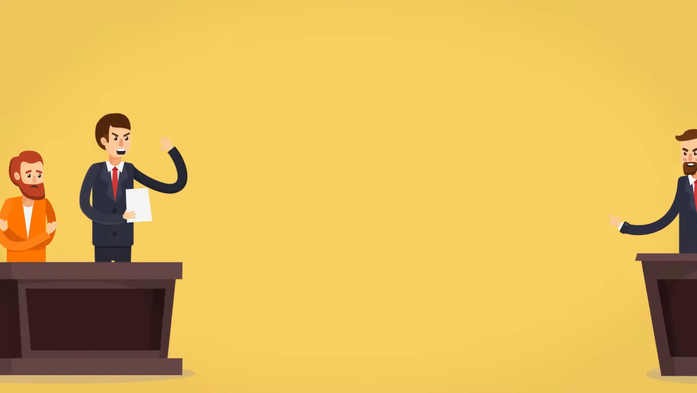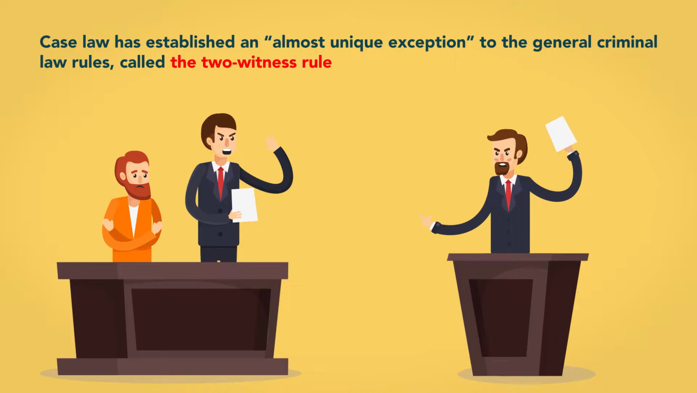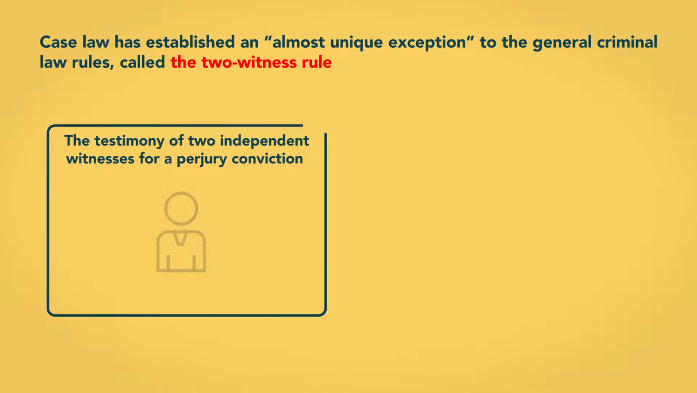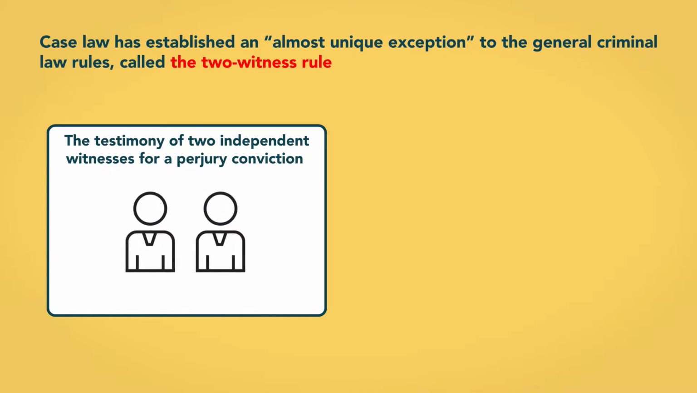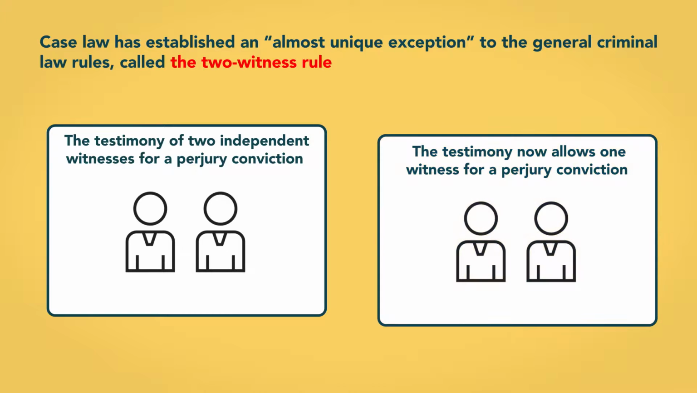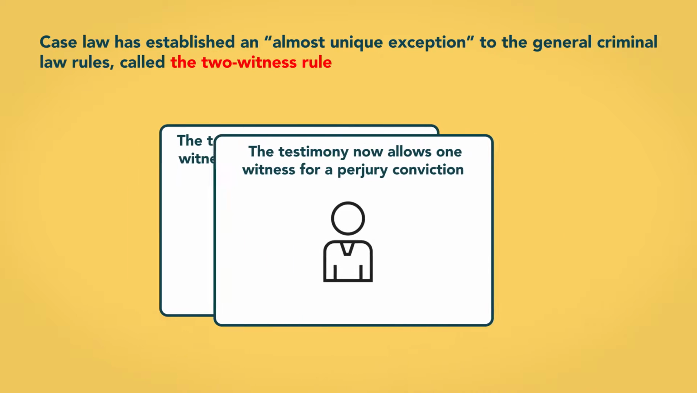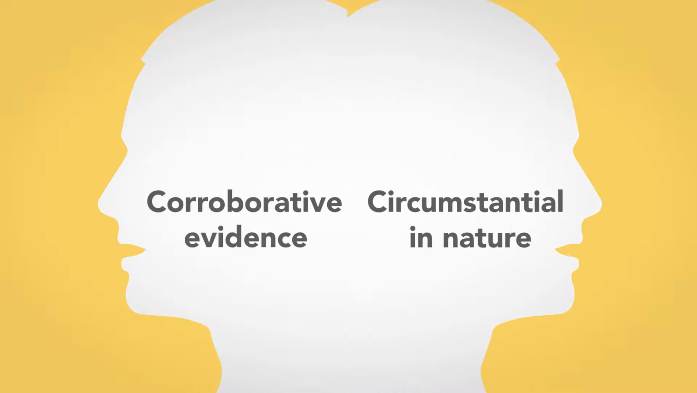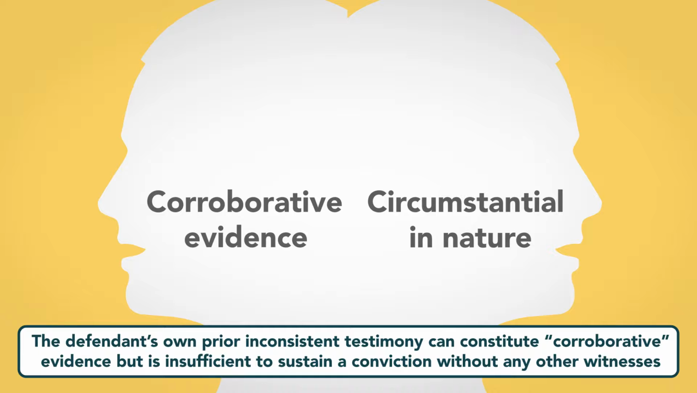Though not in the statute itself, case law has established an almost unique exception to the general criminal law rules, called the two-witness rule, originally requiring the testimony of two independent witnesses for a perjury conviction. This was modified to allow a conviction upon the sworn testimony of one witness if that testimony was supported by proof of corroborative circumstances. This corroborative evidence may be circumstantial in nature. The defendant's own prior inconsistent testimony can constitute corroborative evidence, but is insufficient to sustain a conviction without any other witnesses.